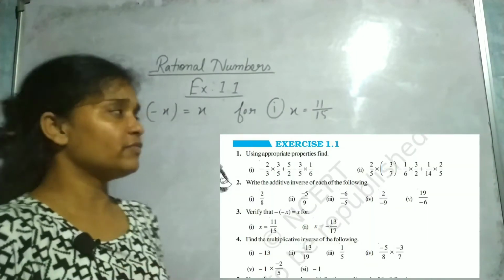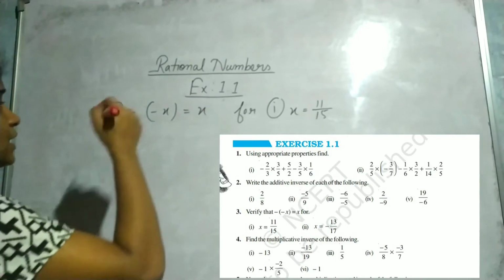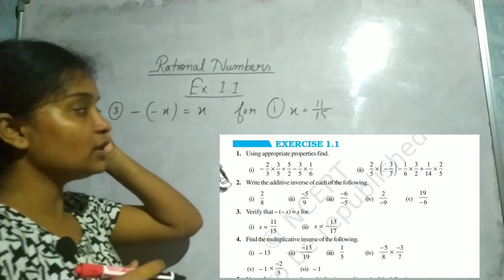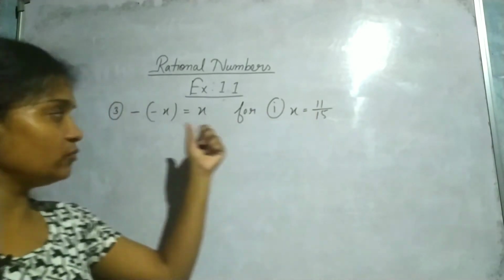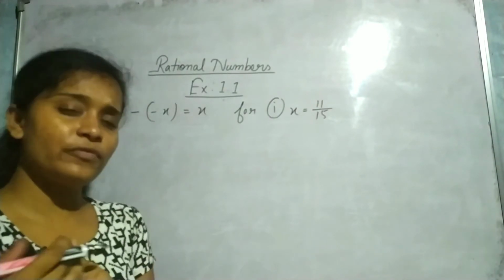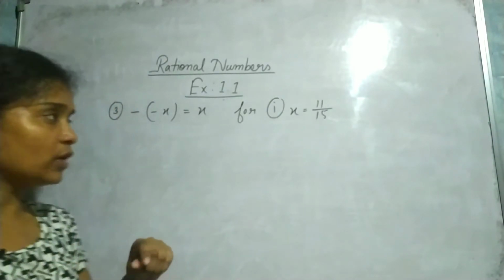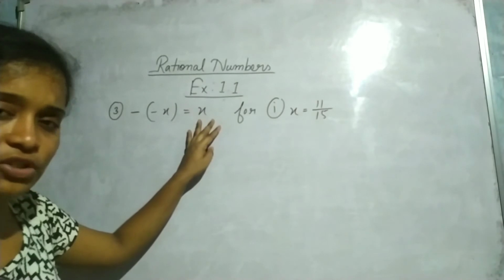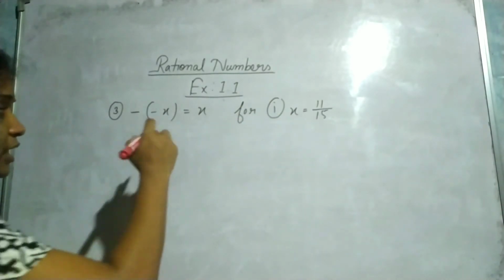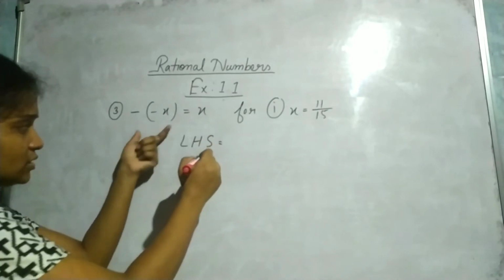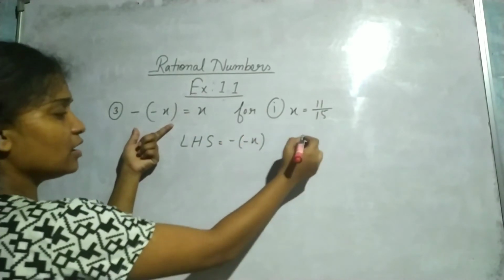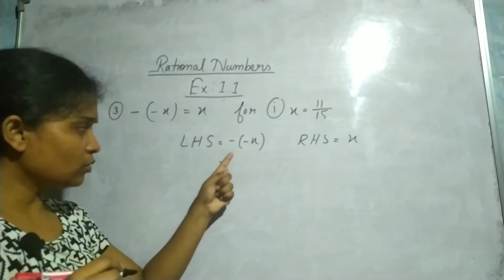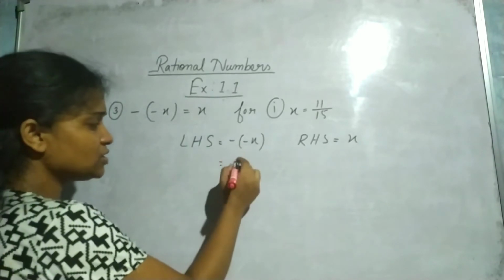In question number 3, they have given: verify if minus of minus x equals x for x equal to 11 by 15. So a number is given, x equals 11 by 15, and we need to verify. What do we have to do for a verify question? You have to check whether the left hand side is equal to the right hand side. So take the left hand side, which is this number, and take your right hand side, that is x. Now first open the bracket: minus minus becomes plus x.